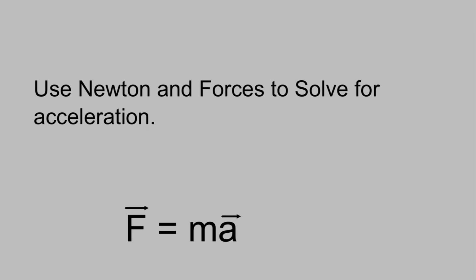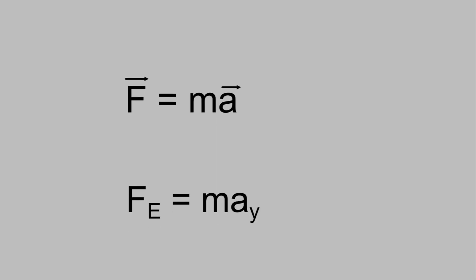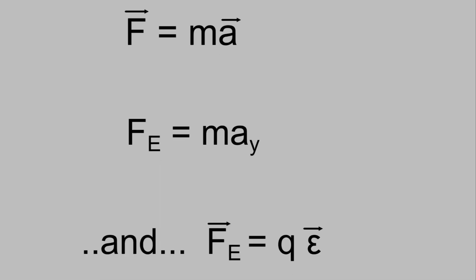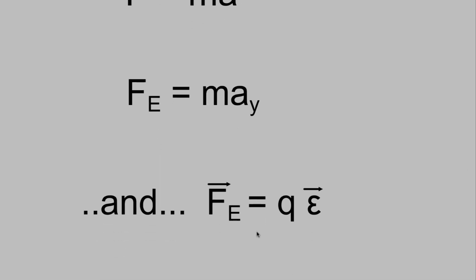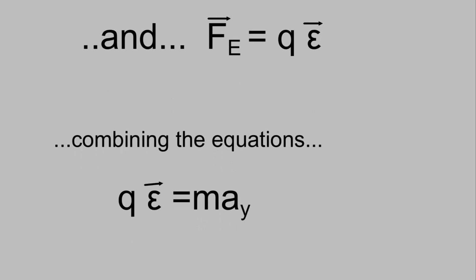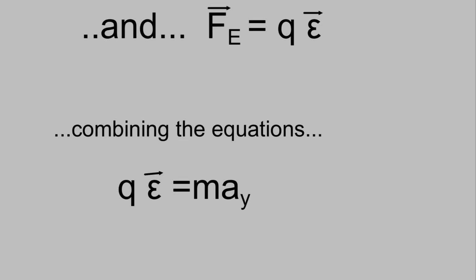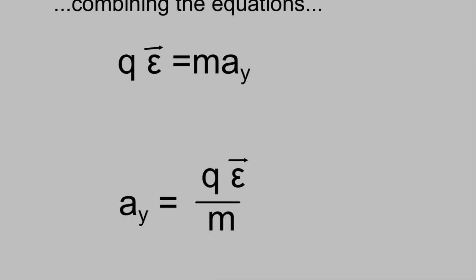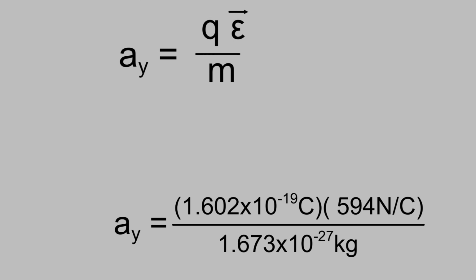So F equals ma, Newton's equation. In terms of electric fields, the force is equal to mass times the acceleration in the y direction. And the force is equal to Q, which is the charge on the proton, times the magnitude of the electric field. If we combine the equations, we get Q times E, the charge on the proton times the electric field, is equal to the mass of the proton times the acceleration in the y direction. Rearrange to solve for the acceleration in the y direction, and we plug in our numbers.